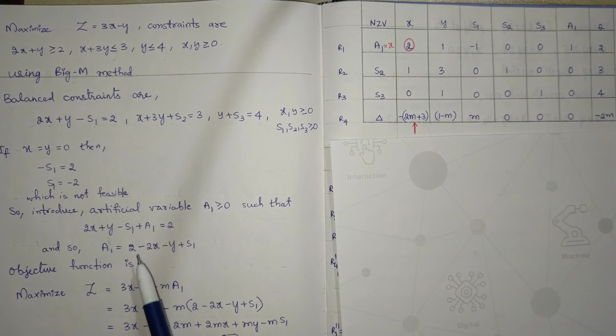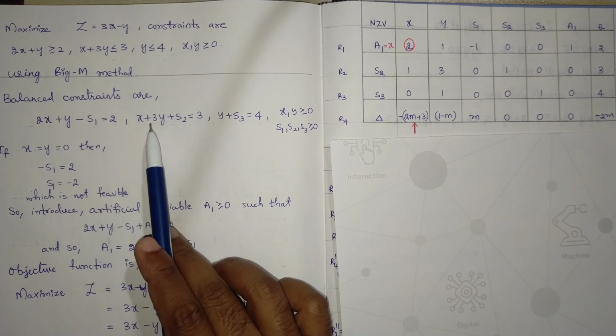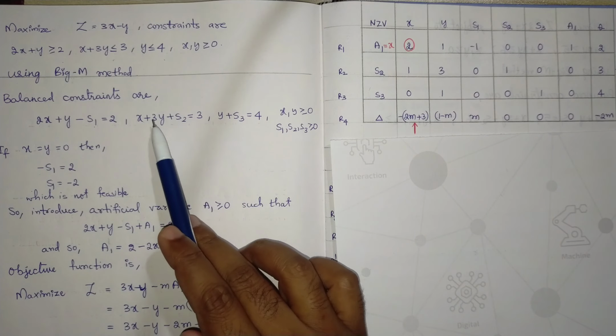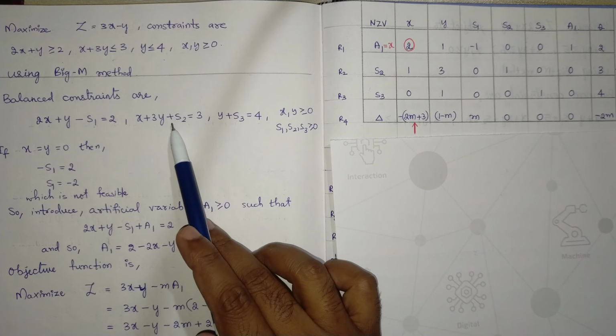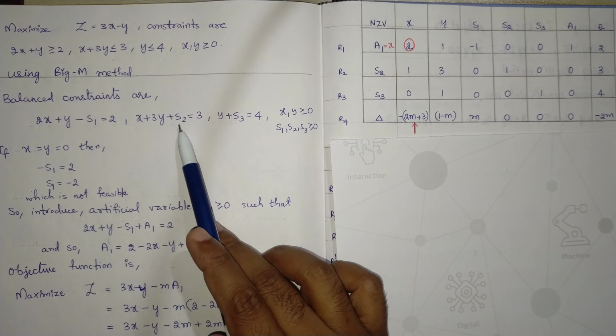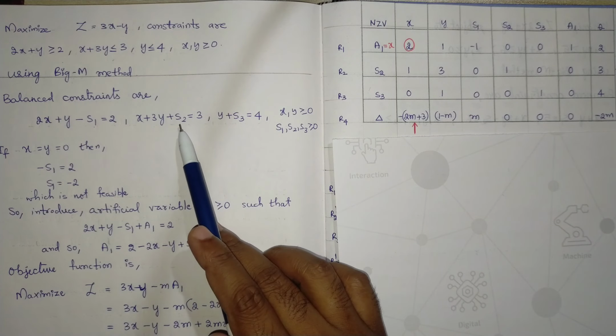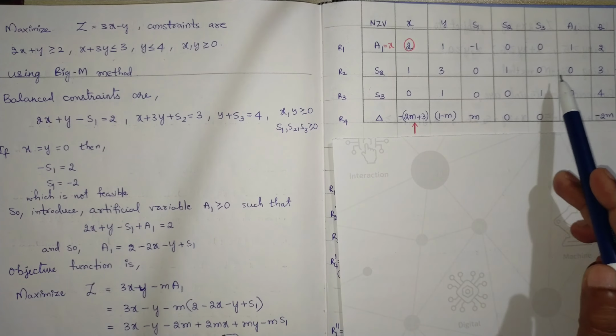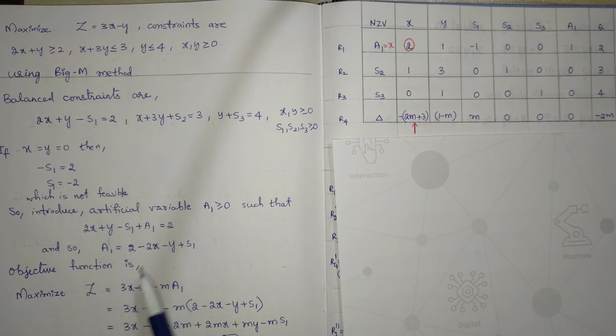Coefficient of s3 is 0, and coefficient of a1 is equal to 1, and the right hand side is 2, right? And look at the second constraint. So the coefficient of x is 1, the coefficient of y is 3, and the coefficient of s1 is 0, the coefficient of s2 is plus 1, the coefficient of s3 as well as a1 is 0, and the right hand side is 3.